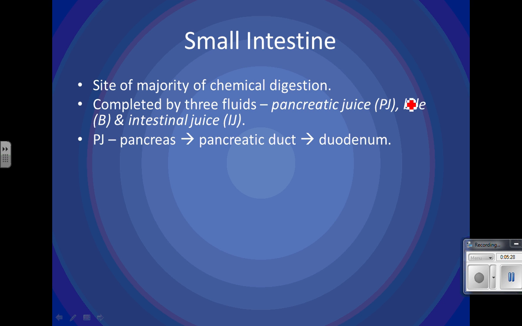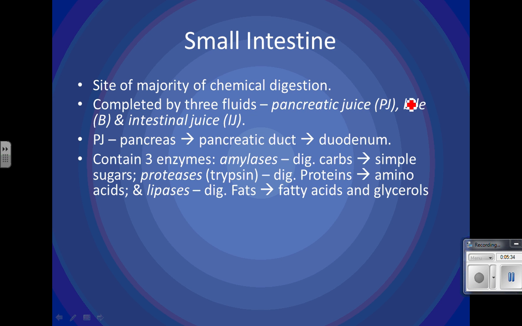So, pancreatic juice starts in the pancreas. It's put through the pancreatic duct into the duodenum. It has three types of enzymes. It has amylases, which digest carbohydrates into simple sugars. Proteases, the example we're going to talk about in a minute is trypsin. These digest proteins down to amino acids.